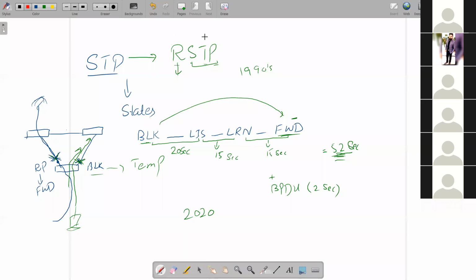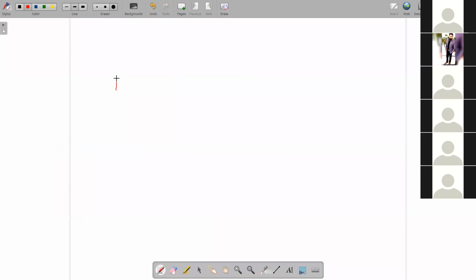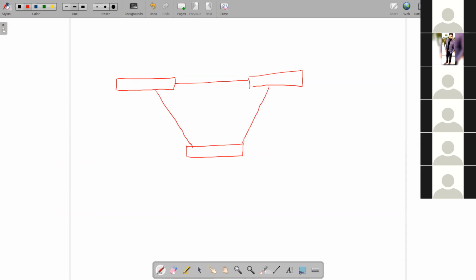And then there is a problem in STP and RSTP. And what's that problem? The problem is if you have this kind of topology, and STP puts that port into the block state, that means this is my access layer switch. There might be 100 end users, there might be 200 end users, and there might be a number of VLANs. A number of VLANs means there might be 25 VLANs or 26 VLANs.